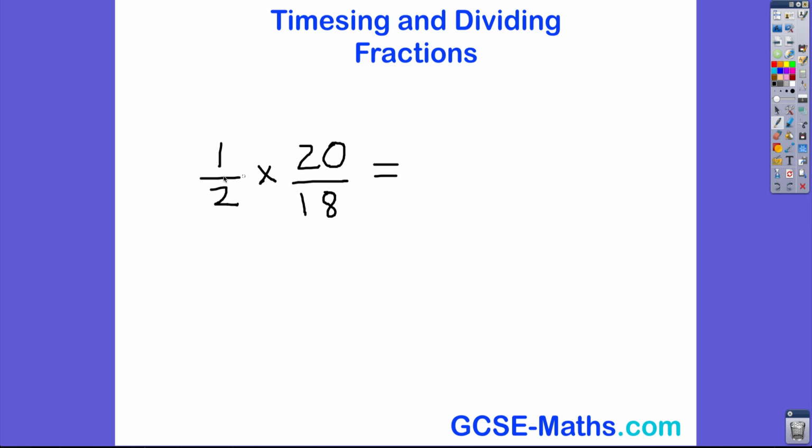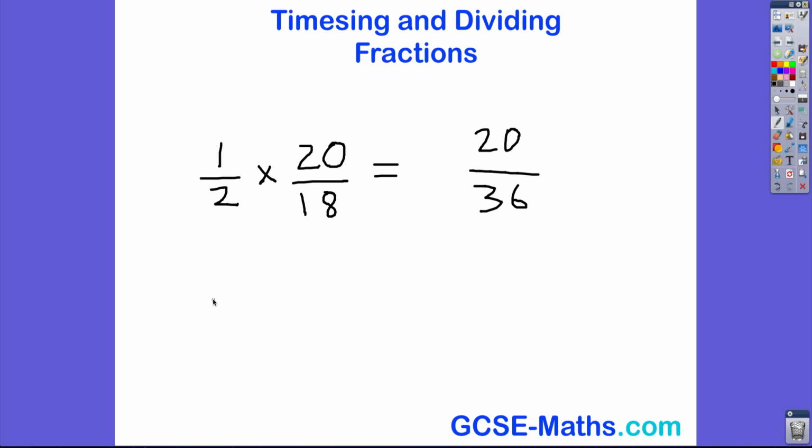So here we have two fractions which I'm timesing together. So I said I want to times the denominator by the denominator and the numerator by the numerator. So let's do this. These are the numerators, so let's times the numerators by each other. So 1 times 20 is 20, and 2 times 18 is 36. And it is as simple as that. And that is just timesing and dividing fractions.